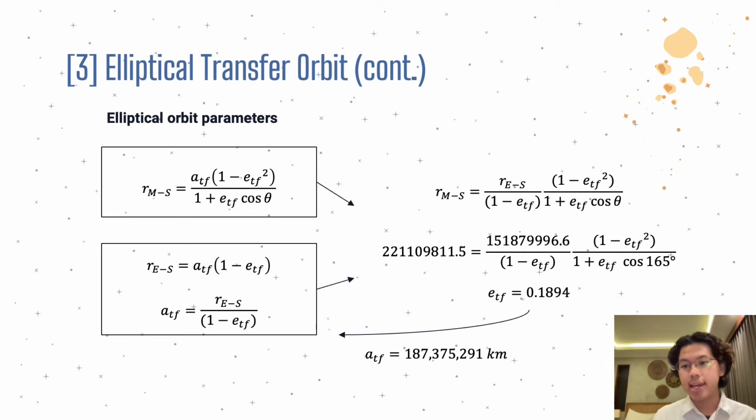The orbit eccentricity can be determined by combining the radius equations of both Earth and Mars positions. For Earth's radius, the data used is when the spacecraft departs from the Earth, and for the Mars radius, it is the distance of Mars to the Sun at time of arrival. From there, the eccentricity of the orbit is found to be 0.1894, and by doing back substitution, we can obtain the semi-major axis. The semi-major axis is around 187 million kilometers.